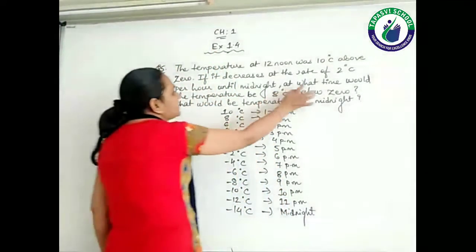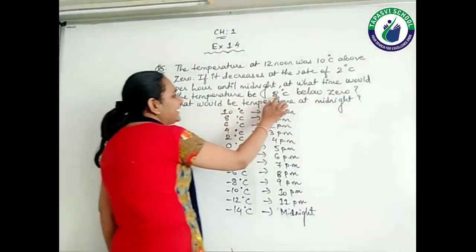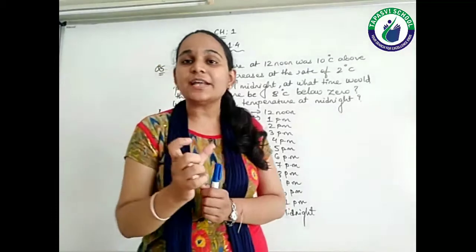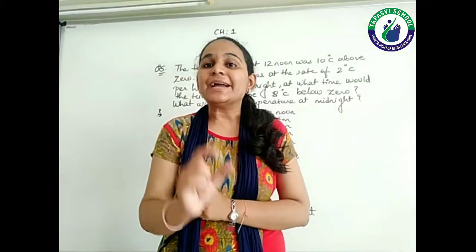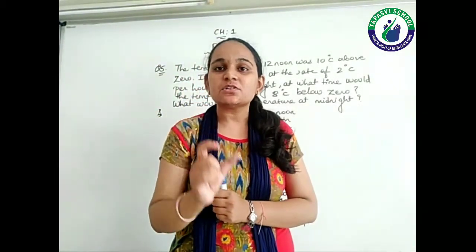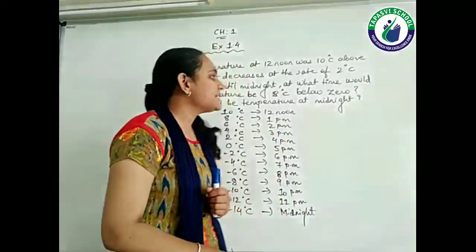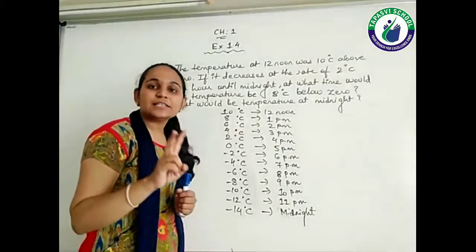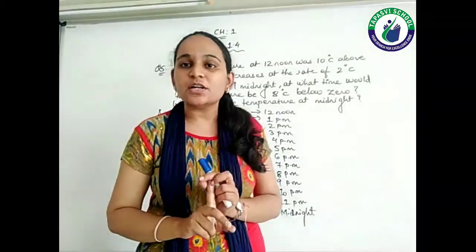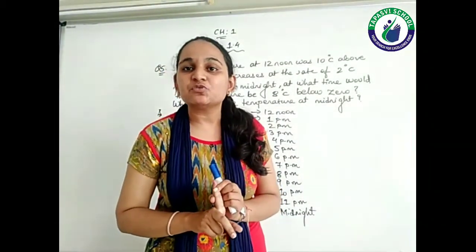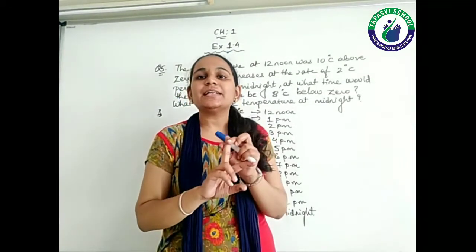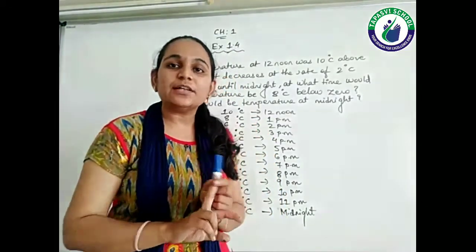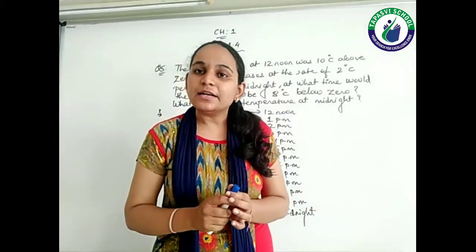Now at what time would the temperature be 8 degrees Celsius below 0? That means what time will it be? At what time will the temperature be minus 8? 8 degrees Celsius below 0 means minus 8 degrees Celsius. And what will the temperature be at midnight? Two questions are there, students, that we need to address. First one is, at what time will the temperature be minus 8 degrees Celsius, and the second question is what will the temperature be at midnight, right? That means what will the temperature be at 12 at night?